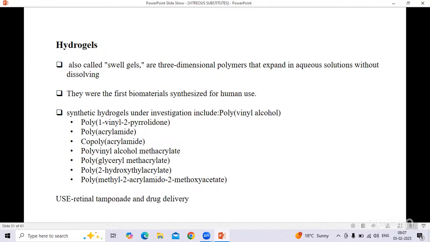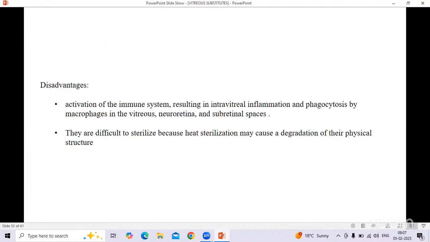synthesized for human use. Synthetic hydrogels under investigation include the following: 1-vinyl-2-pyrrolidone, acrylamide, copolyacrylamide, polyvinyl alcohol methylacrylate, polyglyceryl methylacrylate, poly-2-hydroxyethyl methylacrylate, 1,2-acrylamide 2-methoxyacetate. So they are used for retinal tamponade and drug delivery.